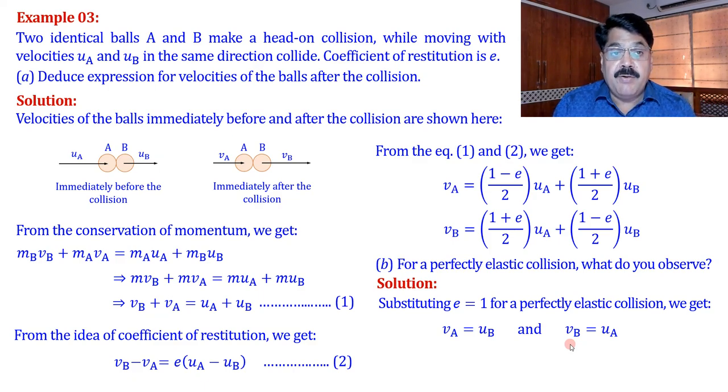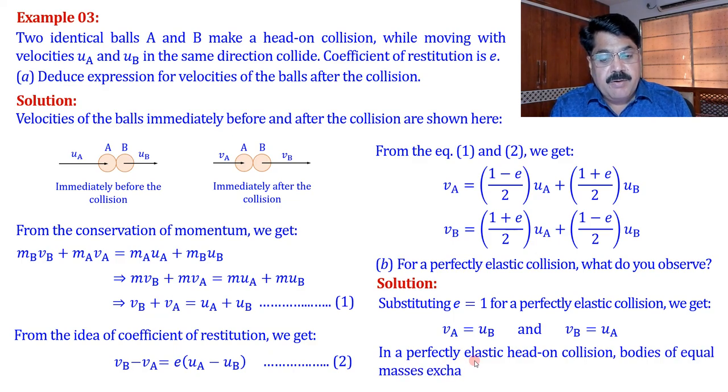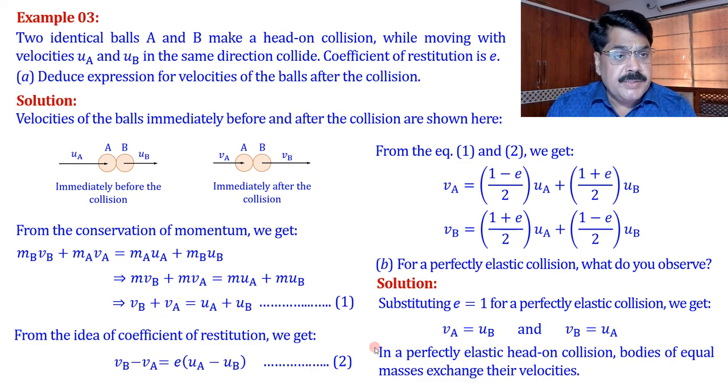It is a very well-known fact, and we have to use it several times, that when bodies of equal masses make a head-on collision, a perfectly elastic head-on collision, they exchange their velocity. So what we conclude? In a perfectly elastic head-on collision, bodies of equal masses exchange their velocities. Actually, this is a result which we have to use several times. So please keep in mind that during a perfectly elastic head-on collision, bodies of equal masses exchange their velocities.